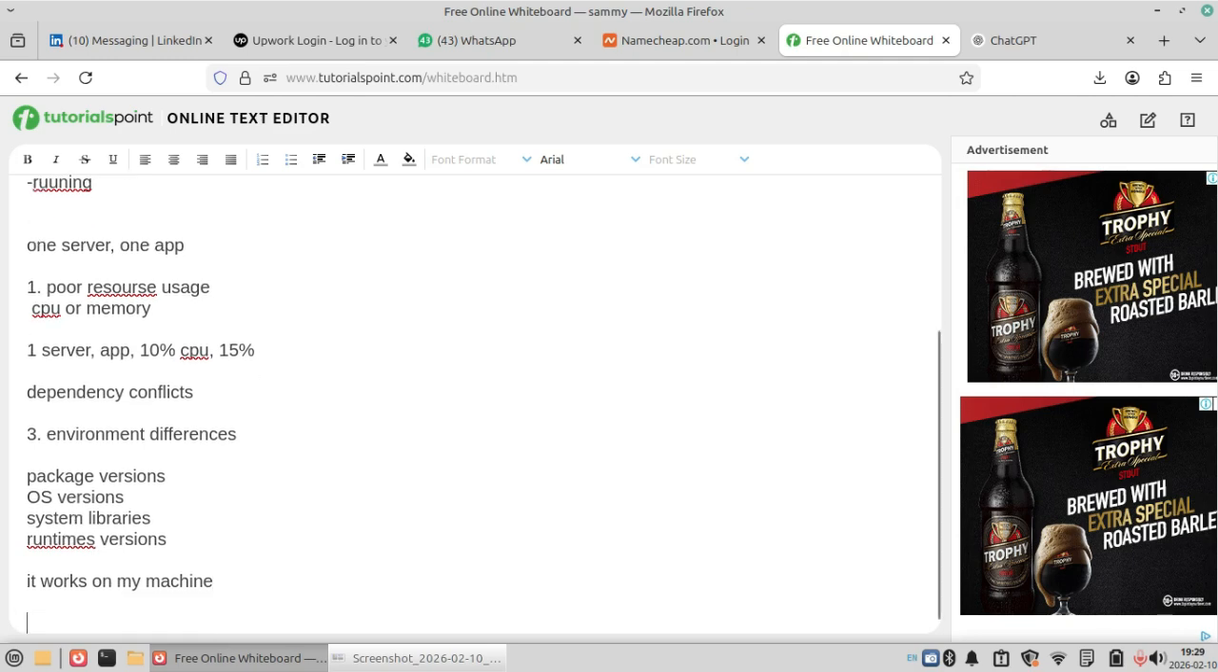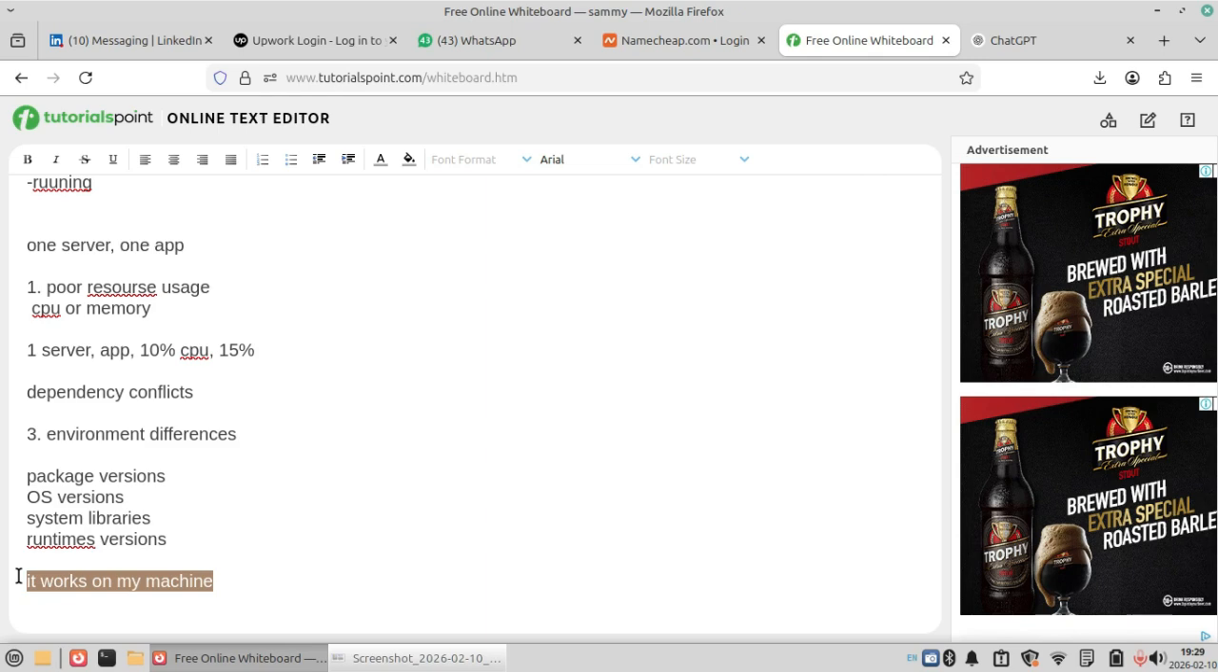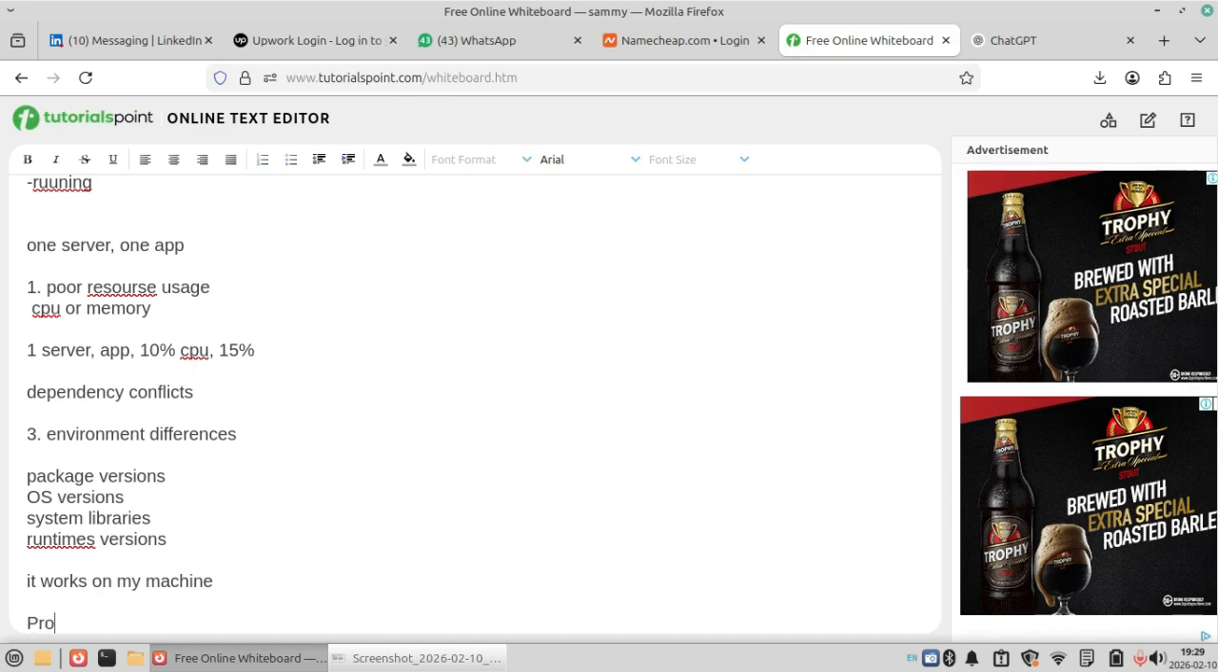So this problem existed long before containers. Now let us look at the very fourth problem. The very fourth problem is provisioning speed.